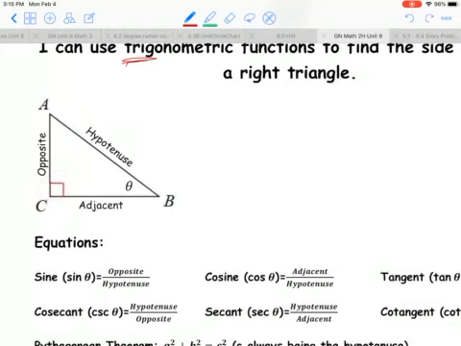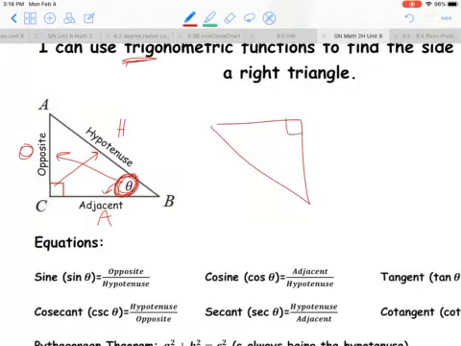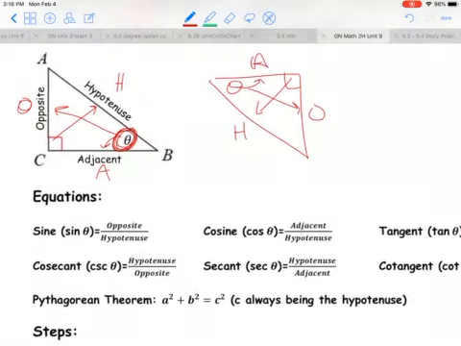And we're going to be labeling the sides as either the hypotenuse, H, or if you look at the angle, across from that is the opposite side, O, and the side that's touching it is A. So even if it's flipped upside down, if this is my angle, that's H, that's O, that's A. So that's how you label it.